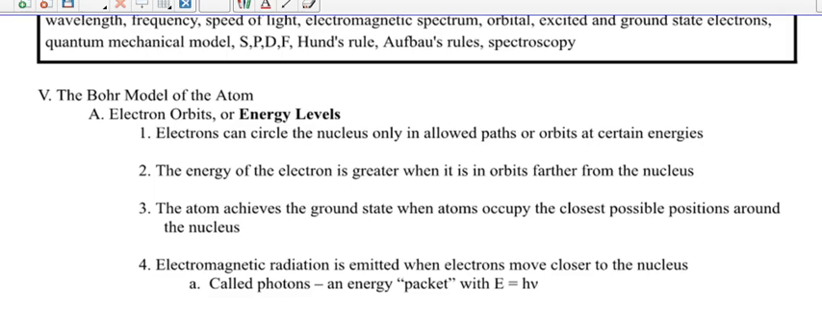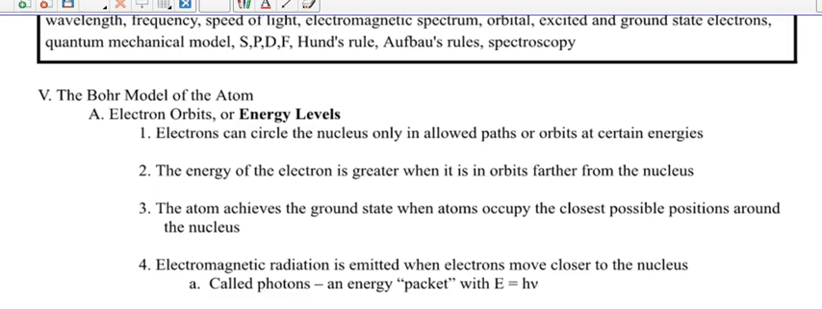So this is the Bohr model: electron orbits or energy levels. Electrons can circle the nucleus only in specific allowed paths or orbits at certain energies, no place in between. The energy of the electron is greater when it is in an orbit further away from the nucleus. So if you look at the solar system, the ones from Jupiter are going to have more energy than ones from Mars. The atom achieves ground state when the electrons occupy the closest possible positions around the nucleus.